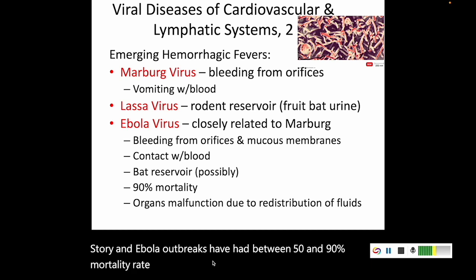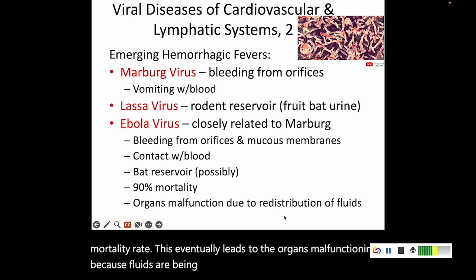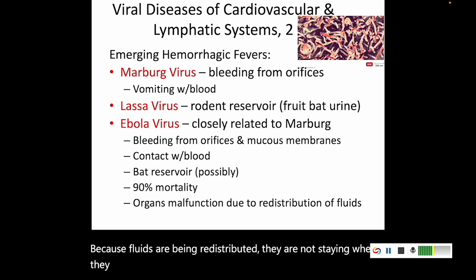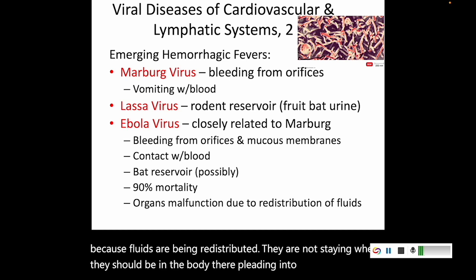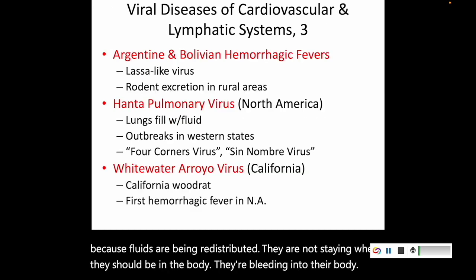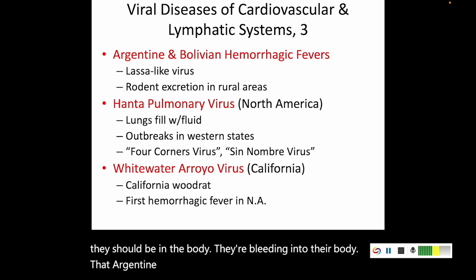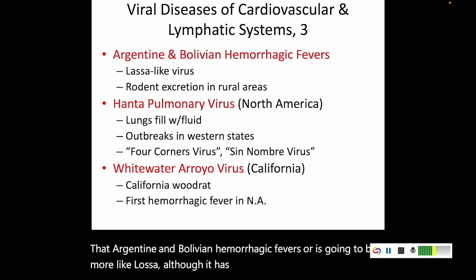This eventually leads to the organs malfunctioning because fluids are being redistributed. They are not staying where they should be in the body. They're bleeding into their body. Then Argentine and Bolivian hemorrhagic fevers are going to be more like Lassa, although it is associated with rodent excretion in rural areas.